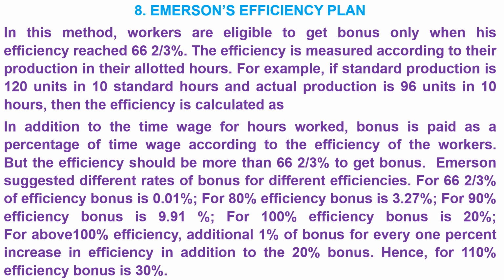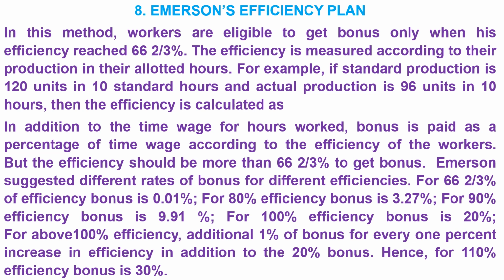In addition to the time wage for hours worked, bonus is paid as a percentage of time wage according to the efficiency of the workers. But the efficiency should be more than 66.2/3% to get bonus. Emerson suggested different rates of bonus for different efficiencies.